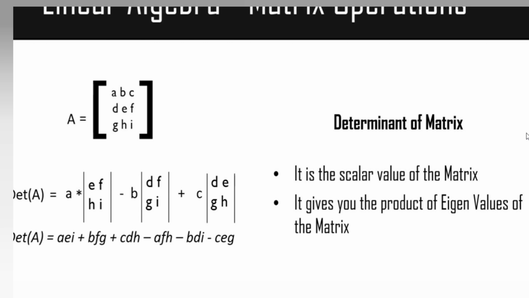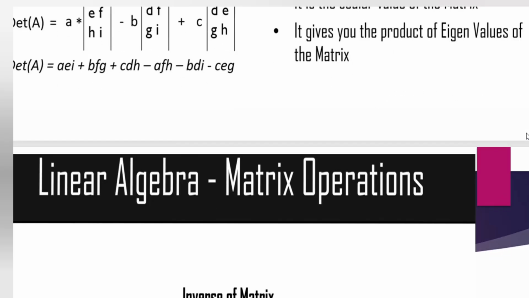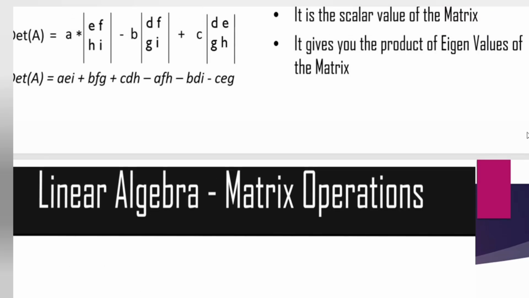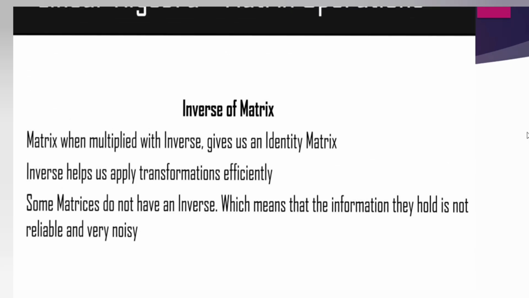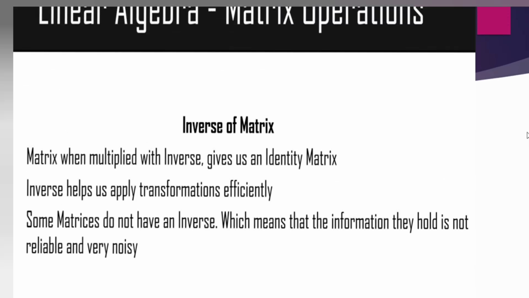And the next thing is determinant of the matrix. We have already discussed this. And inverse of the matrix means if you multiply a matrix and its inverse, you get the identity, which means one. Inverse helps to apply the transformation easily. Some matrices do not have an inverse, which means the information they hold is not reliable, not correct, very noisy, like that.